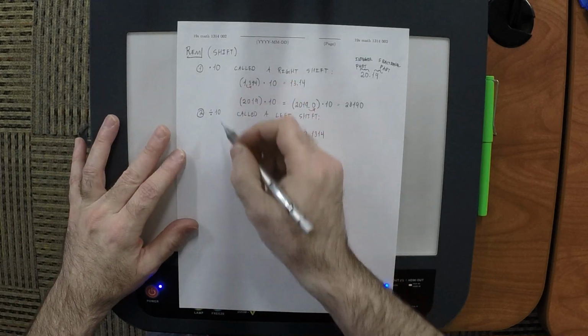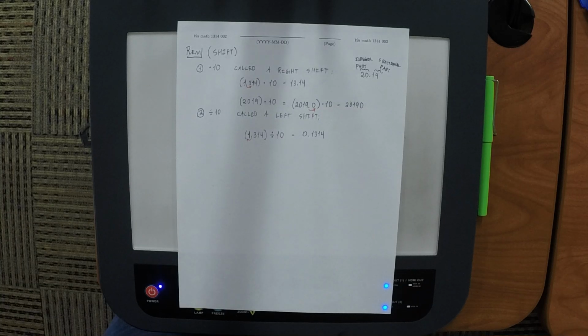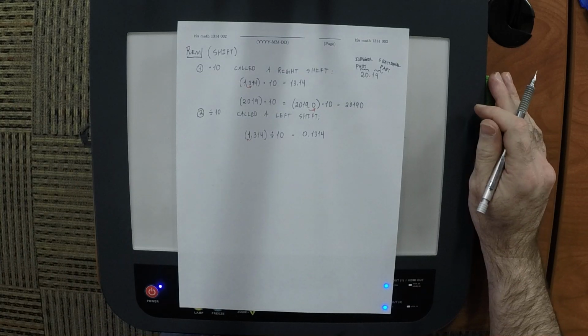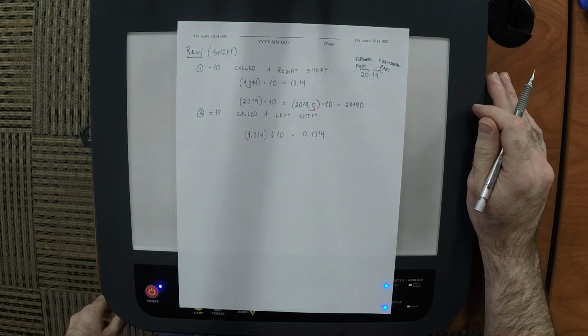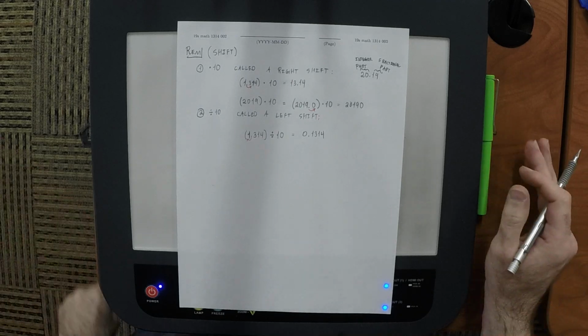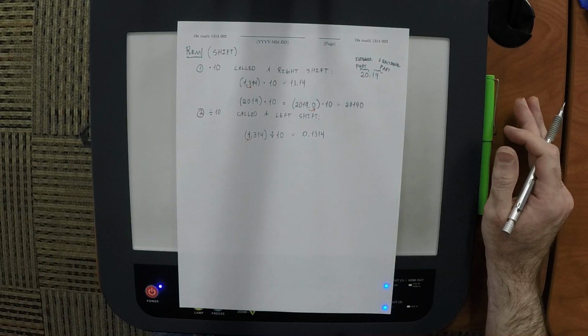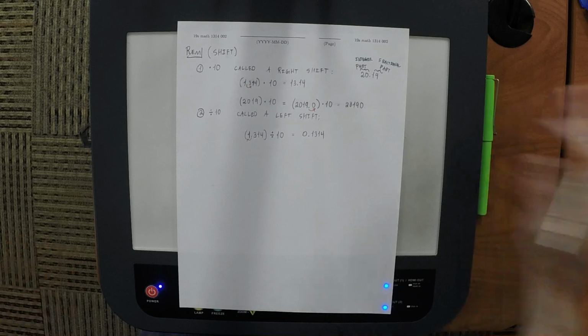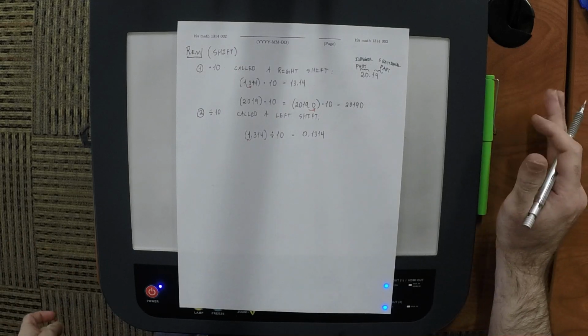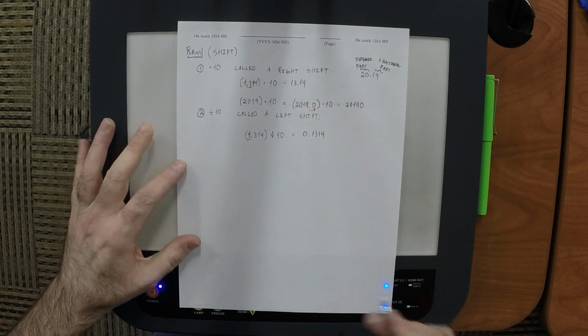So the reason why I'm saying this is that if you were counting in base 8, then a right shift would not be multiplied by 10. It'd be multiplied by 8. And for a computer, a right shift is not multiplied by 8 or 10. It's multiplied by 2. Okay?